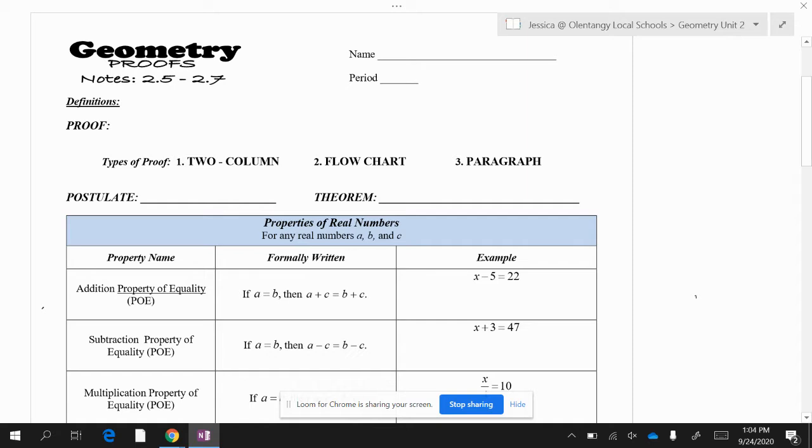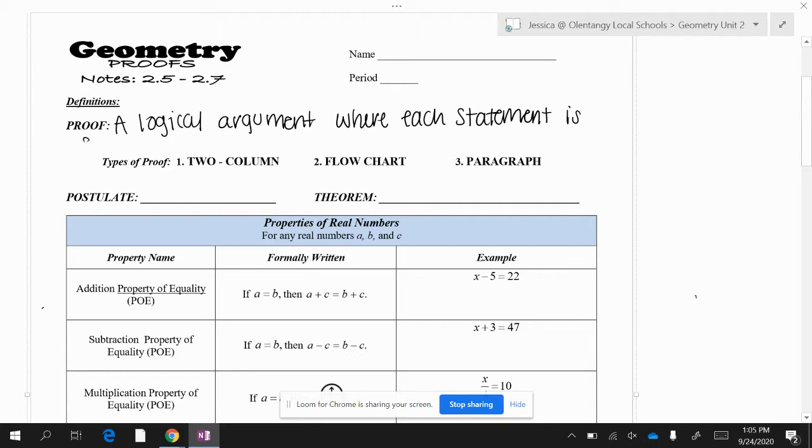So first, the definition. A proof is a logical argument where each statement is supported by a reason. So it is a logical argument where each statement is supported by a reason.